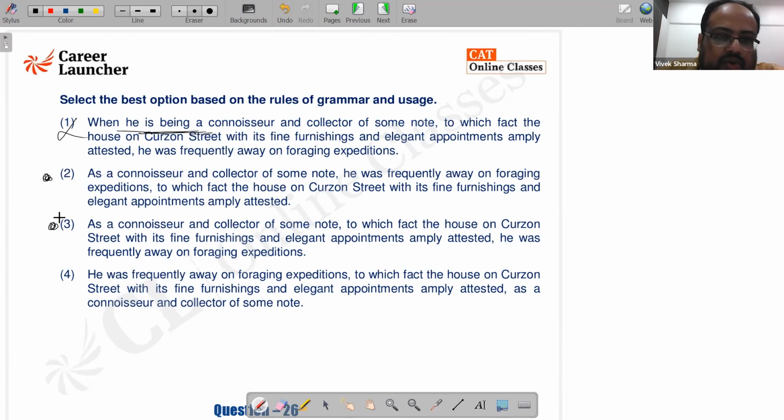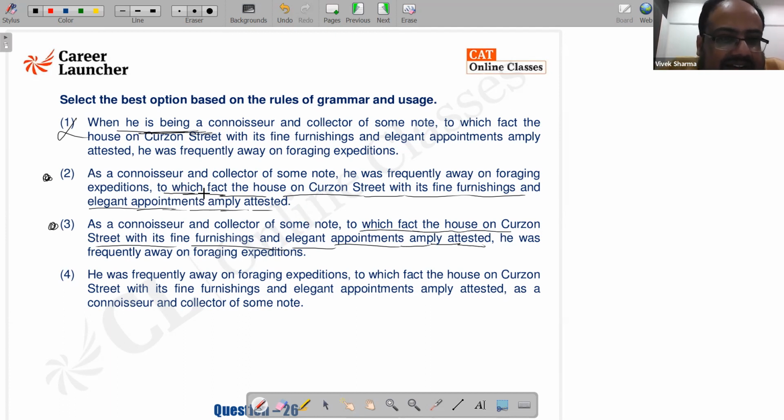Options 2 and 3, these are close options. If you compare options 2 and 3, you'll notice that the difference is where you have placed this part: to which fact the house on Curzon Street with its fine furnishing and elegant apartment simply attested. In the second option, it's coming right at the end. In the third option, this portion is coming in between. That's the difference. So it's all in the placement.